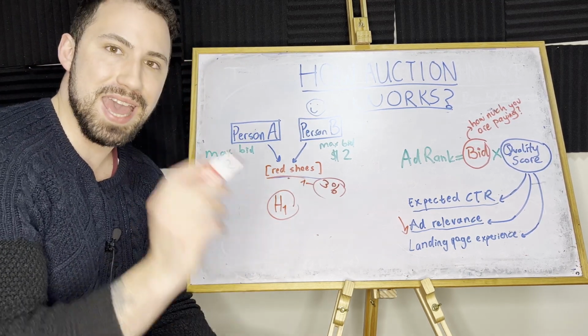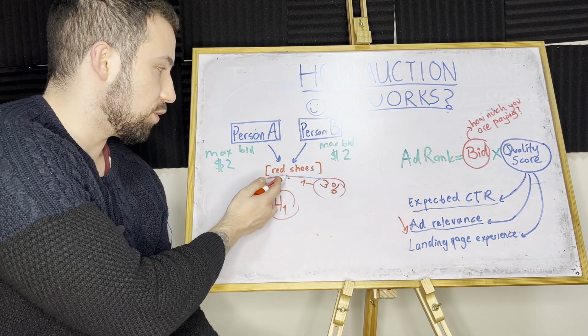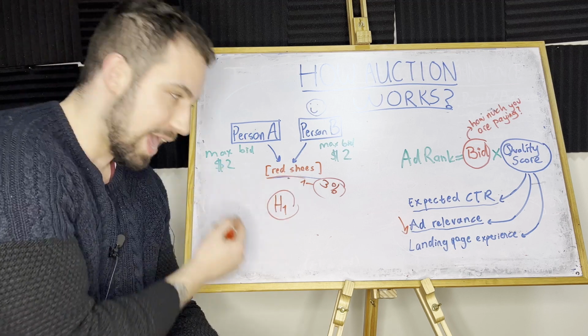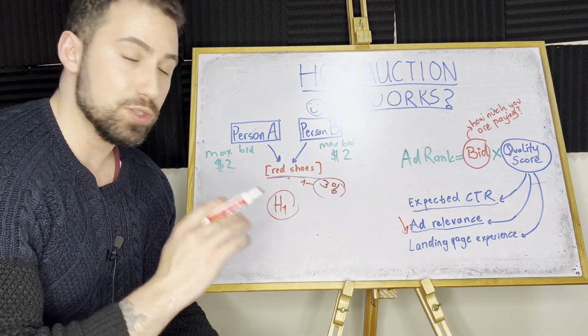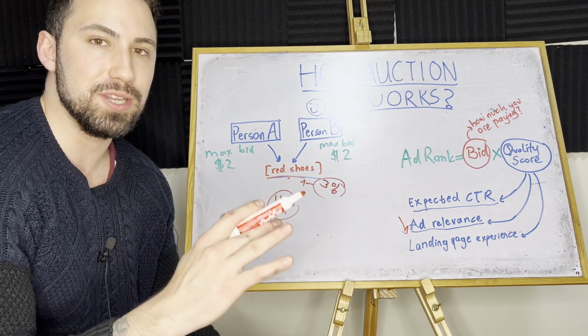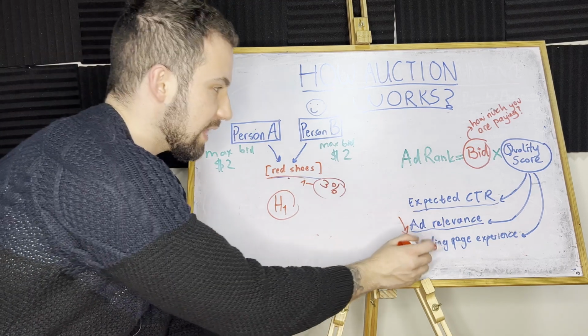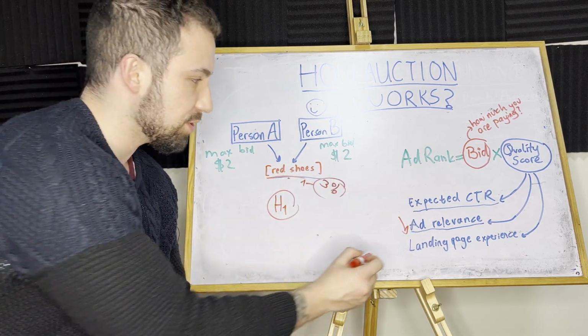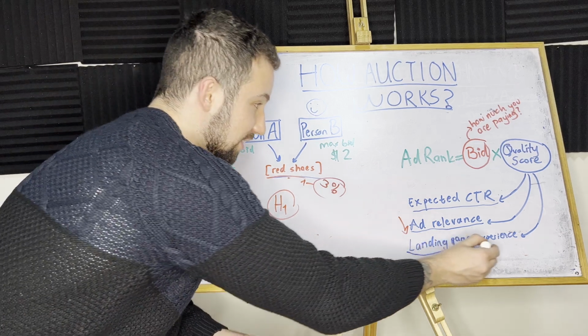And also you want to have that keyword, let's say you are using 5 different keywords in one ad group. You want to have those 5 different keywords in your ad as well, right? You want to have all those keywords in your ads. That's why we use different ad groups and different ads. And landing page experience.